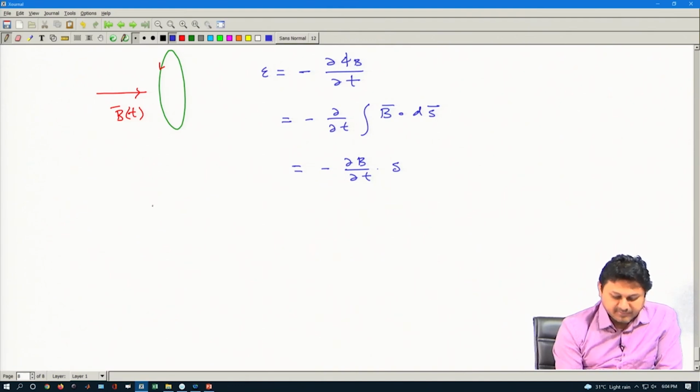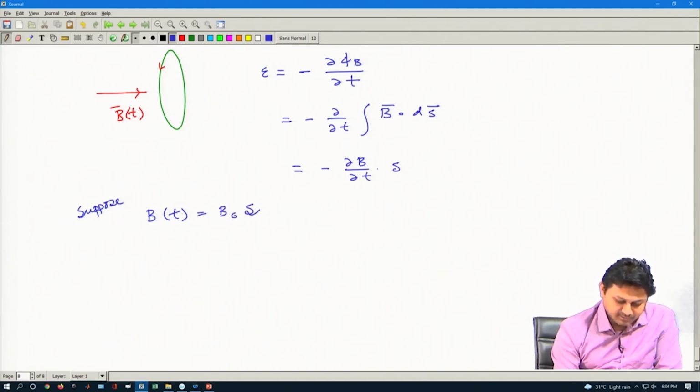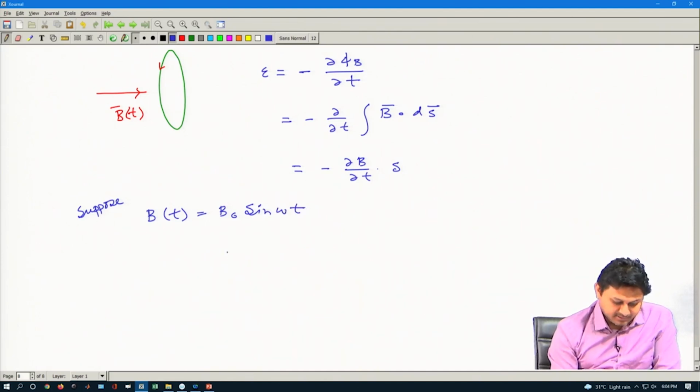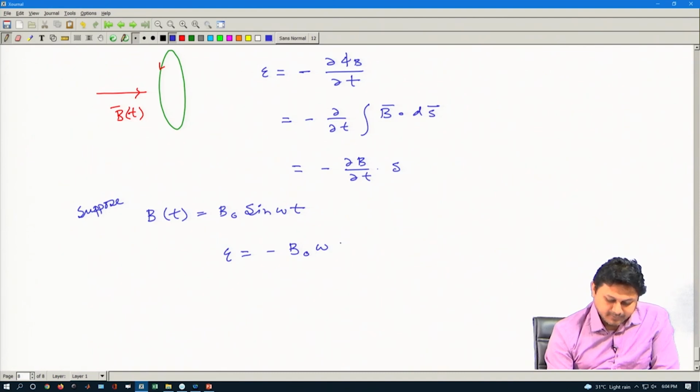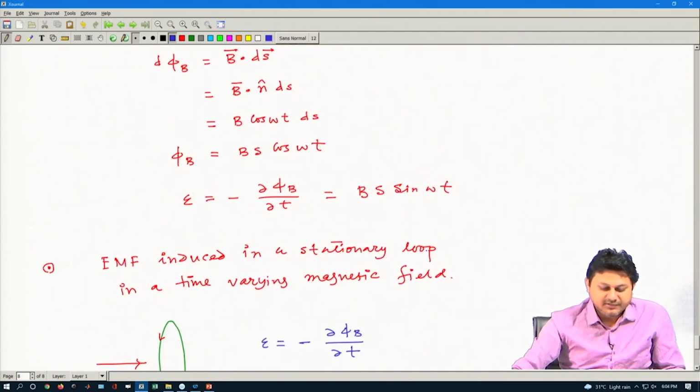Now, if the explicit form is given, suppose B as a function of t is given as some B0 and a sinusoidal function, say sin omega t, then I can readily find that the EMF that is generated is simply minus B0 omega S and then cos of omega t. So, these are very simple and straightforward problems.